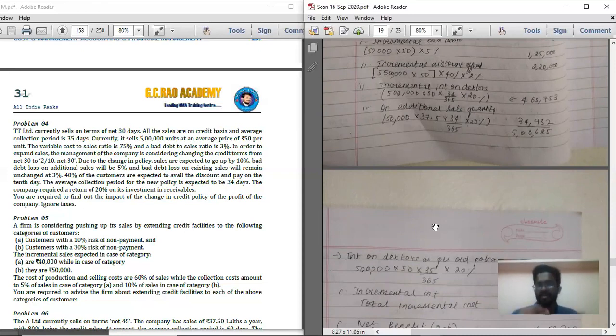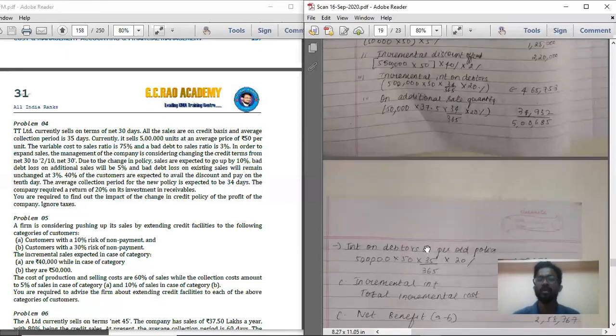See, we have one point here: when we are selling extra units, that is, when we are increasing the sales, the fixed cost is going to remain the same. Only the variable cost is going to fluctuate. So only the variable cost you are going to incur for the additional sales, not the fixed cost. So in this problem, incremental interest on debtors is calculated on the new policy and the old policy.